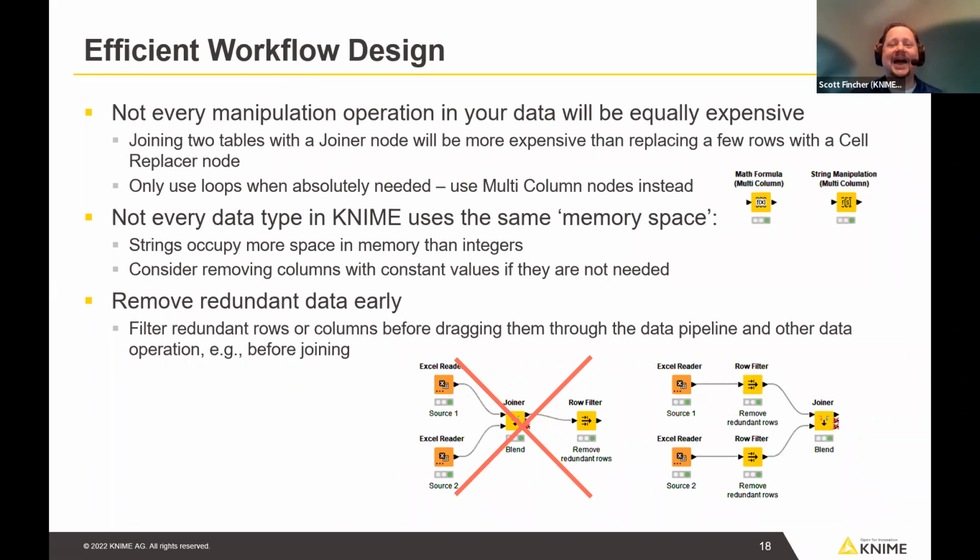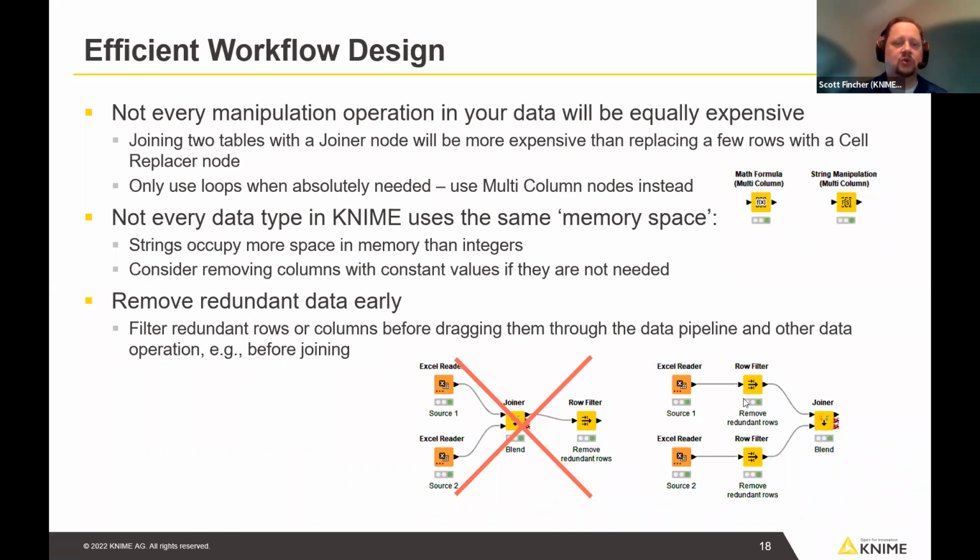In terms of design of your workflow, there's several things you could consider. One thing is not every manipulation operation that you're going to be doing with your data is going to cost the same, right? A good example of this is the joiner node. It's really easy to just use the joiner node to join tables together, even if something that you're doing is maybe only really a simple lookup. But for large tables, that can be really expensive, right, in terms of computation time. Maybe what you should have done instead is use the cell replacer to replace those few rows. It would run a lot quicker.